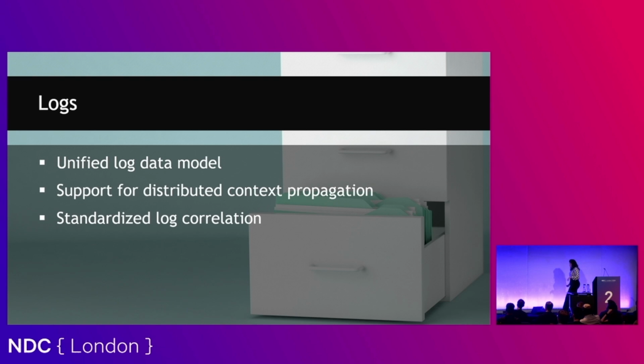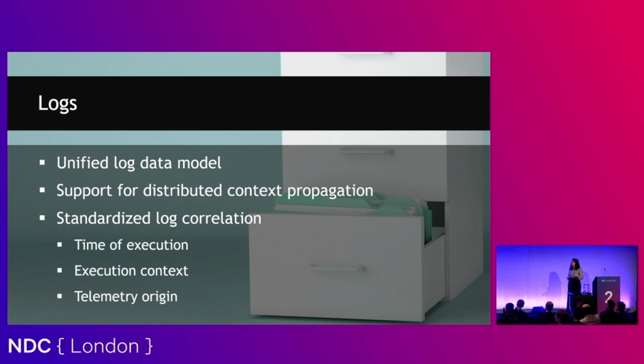And it also does standardized log correlation. That's also based on multiple things that are included in that log data model. There are three things on which we do that log correlation, and that's time of execution, and the execution context, and then finally, where did this information come from? Which before was a very, very frustrating manual exercise.